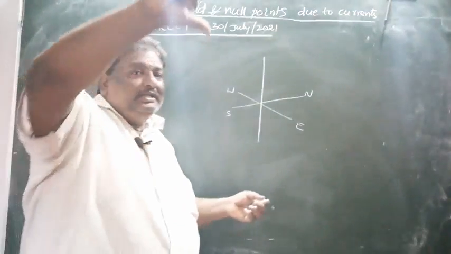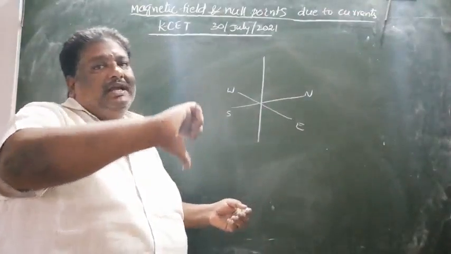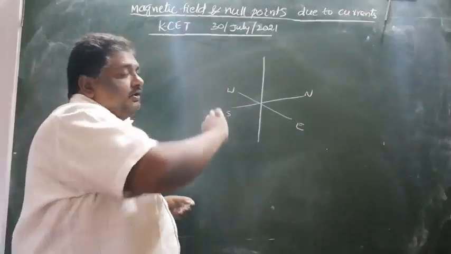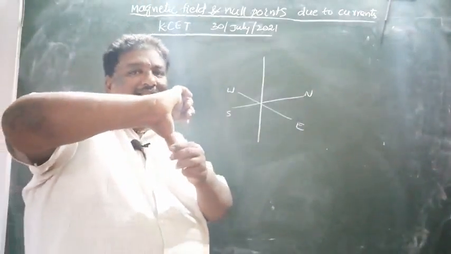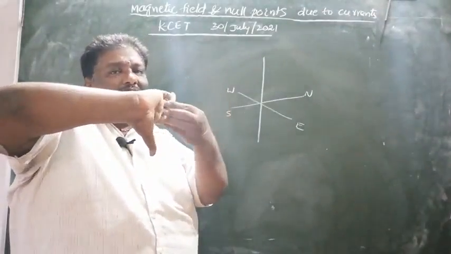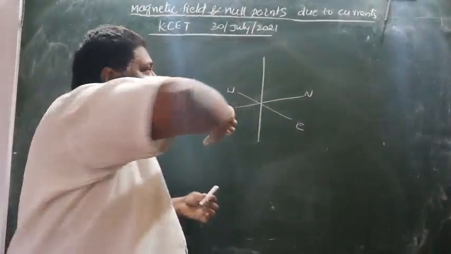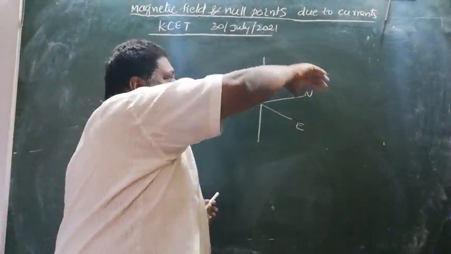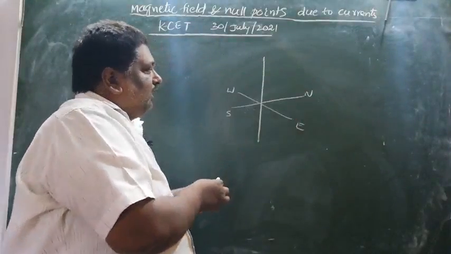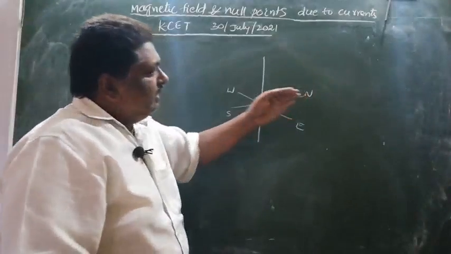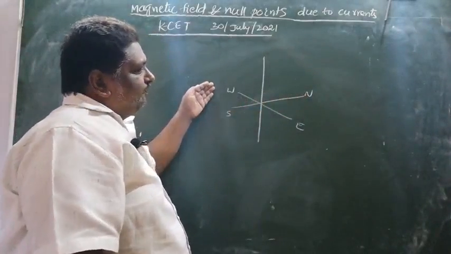One proton is falling down, meaning that is the current direction. So what you have to do? You imagine that the conductor is in your hand. In the thumb direction the current is passing. What is the direction of the magnetic field? Like this, circulating. It comes out here, it goes here.